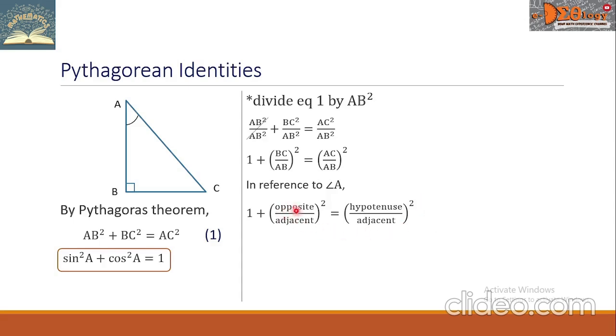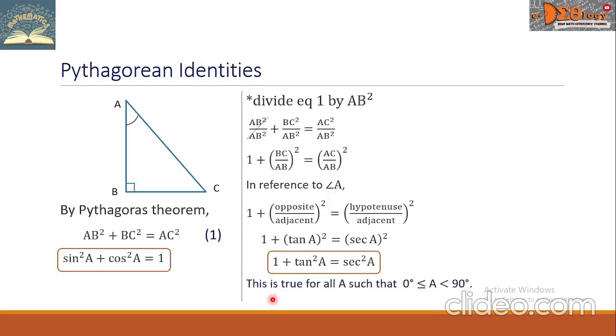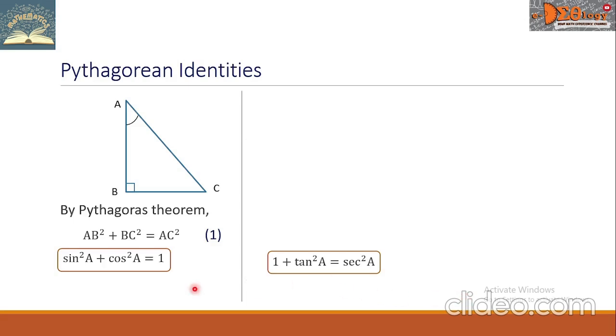Remember that this opposite over adjacent is tangent A, that is squared. The hypotenuse over adjacent is secant A, that is squared. Then we will write this equation as 1 plus tangent square A equals secant square A. This is the second Pythagorean identity. This is true for all angle A such that A is more than or equal to 0 degrees, but A is less than 90 degrees. Let us copy the second equation down here.